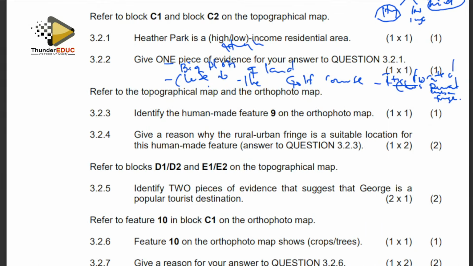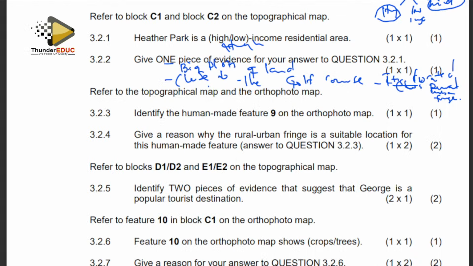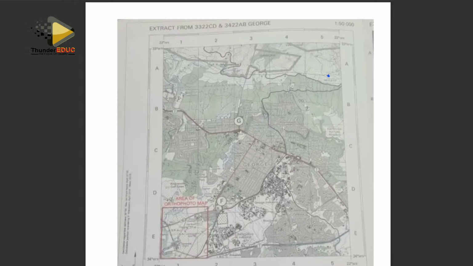Let's go back to the question quickly. Refer to that feature 9. Identify that man-made feature 9. Okay, the man-made feature 9, if you check clearly on this map, the name is here. It's a sewage works. So feature 9 is referred to as a sewage works. So we say here, sewage works. Okay, so you write it there and then say give a reason why.